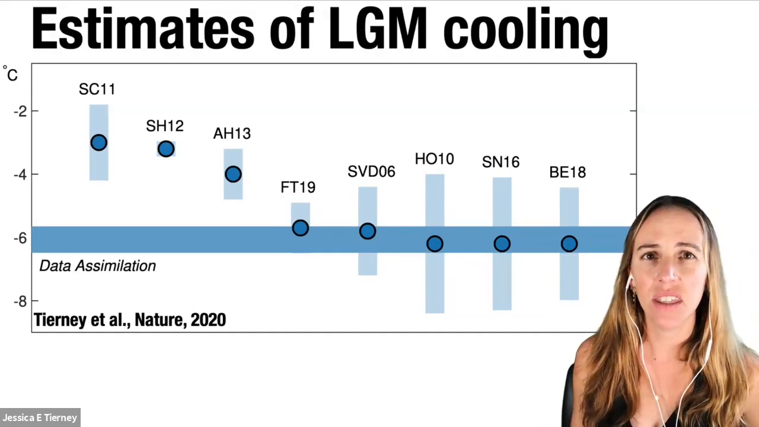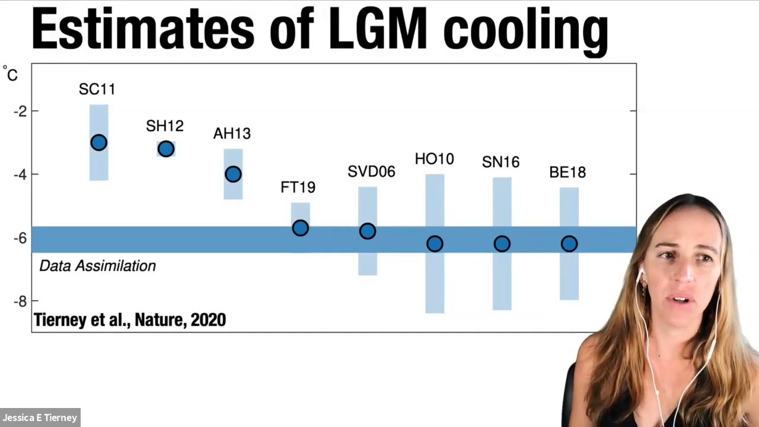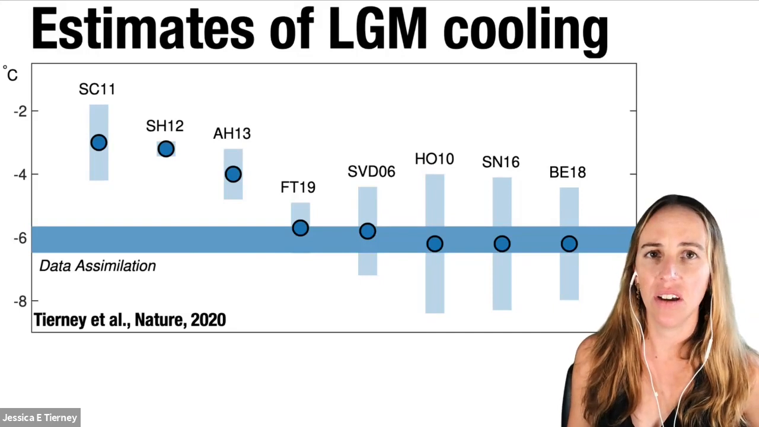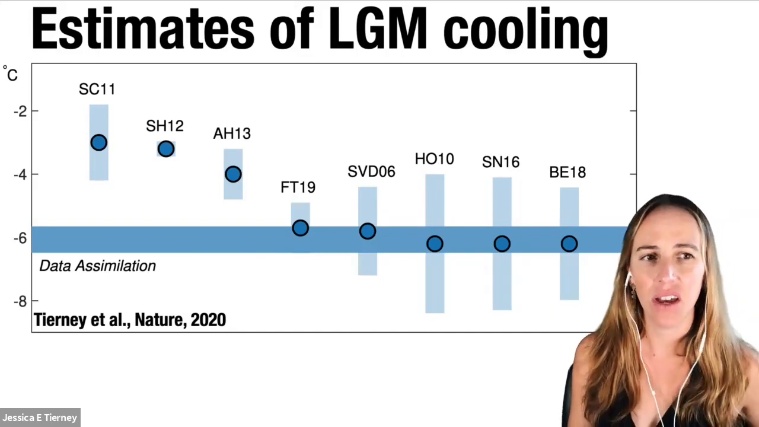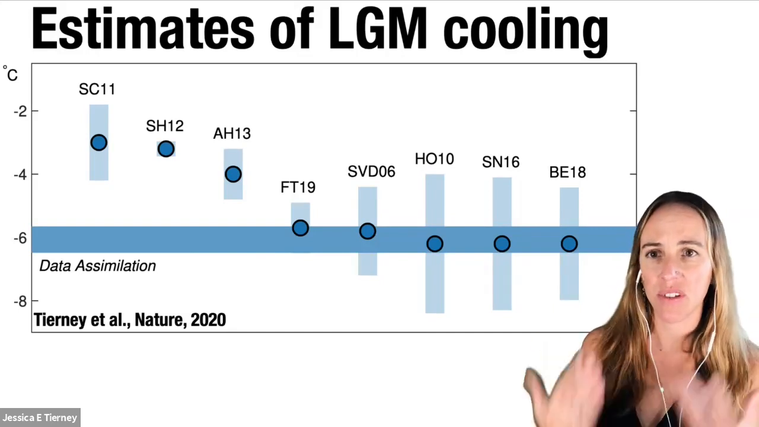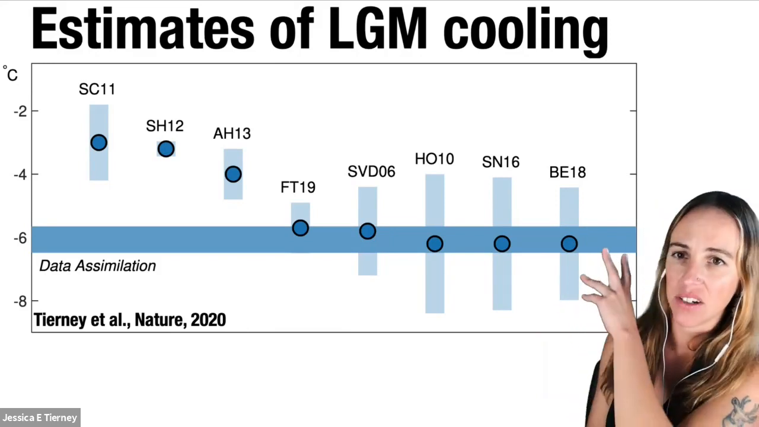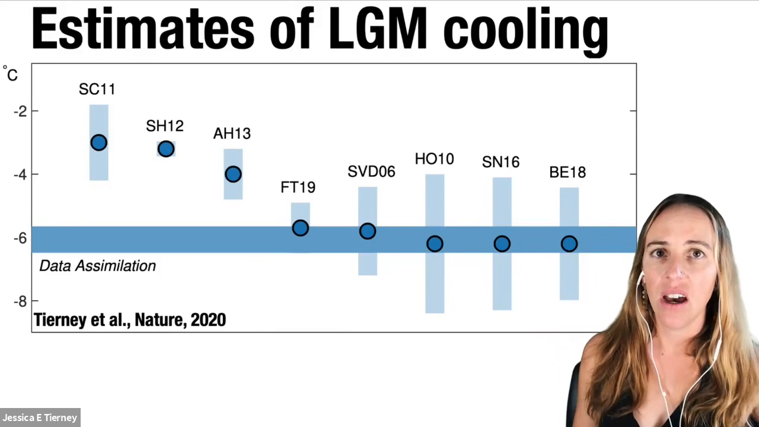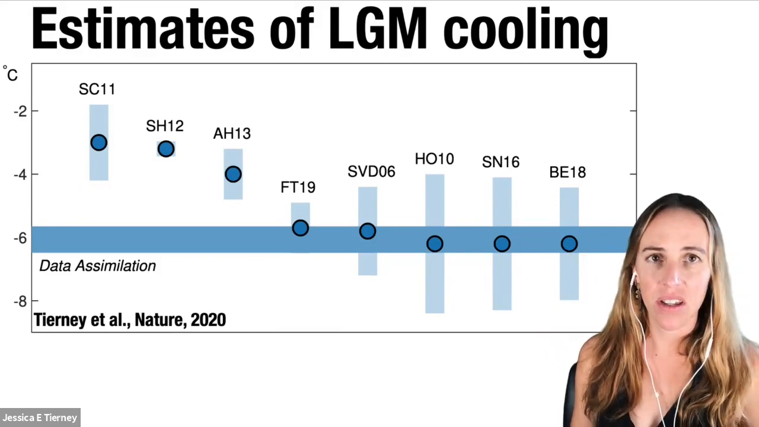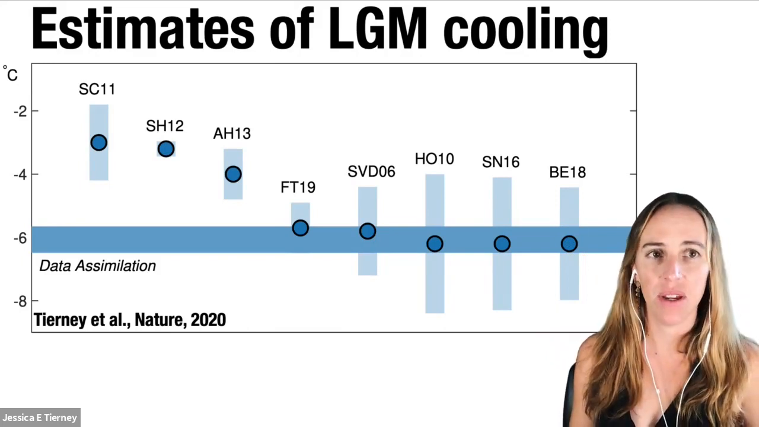So it's nice to see that we have some agreement with independent work, and the data assimilation comes in at that -6 value, but is also much more precise than some of these other estimates. The dark blue band here is actually our full range of uncertainty on global mean surface temperature. It's quite tight for this estimate.